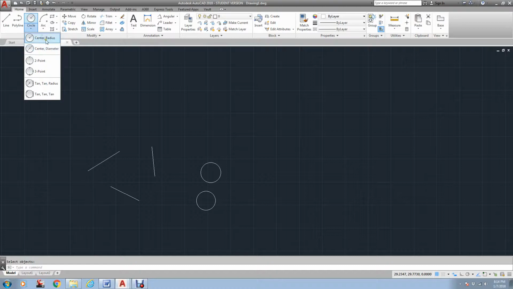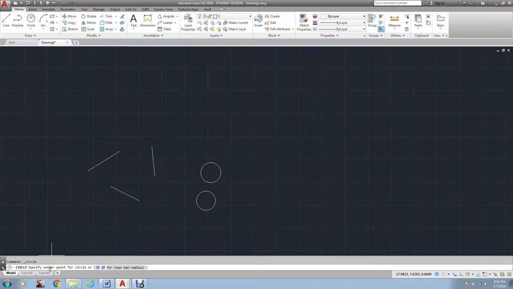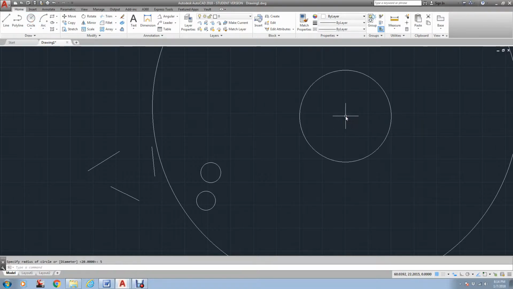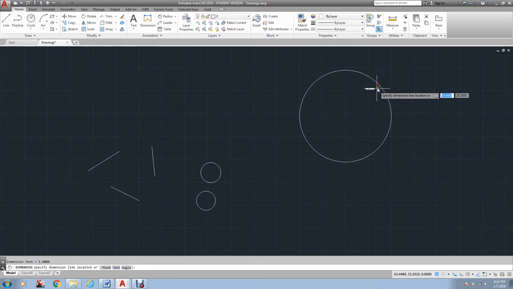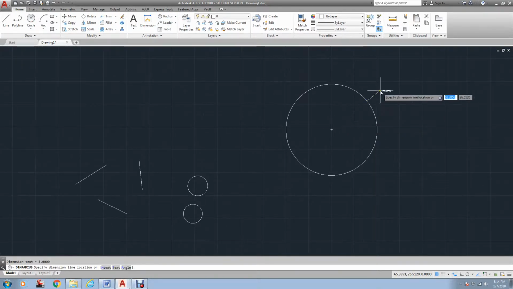The first two are fairly easy. I'm going to start here, and it's asking to specify center point. So I'm just going to pick somewhere here, and then it's asking for a radius, and I'm going to type in 20. Oop, that one's kind of big. Let me start another one here. We'll do a radius of 5. That one's a little bit easier to work with. Okay, so if I come over here to show you, this radius is 5.